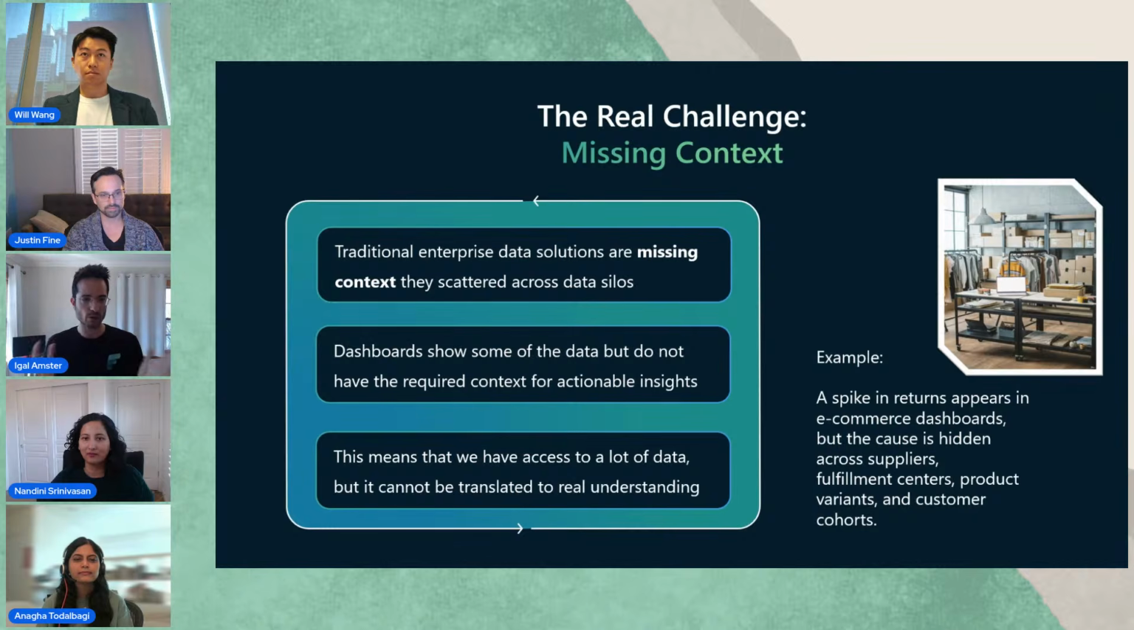So we all know dashboards, right? Dashboards are probably the main symbol of data-driven decisions, but dashboards can only show what happened. They don't really explain why. Think, for example, of an e-commerce return spike. The cause is spread across multiple data points like suppliers, fulfillments, variants, cohorts, and so on and so forth. The data exists, but it's not connected. And if it's not connected, it's very hard to understand why the spike is happening.